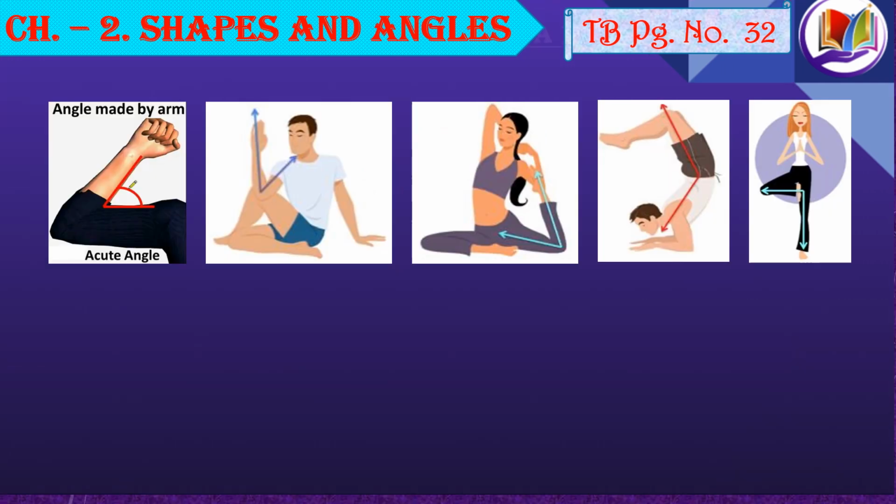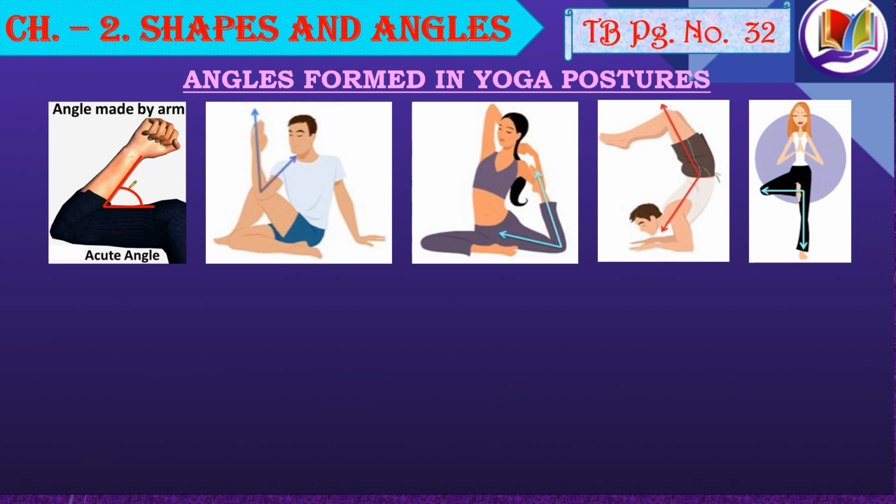Okay? So children, here some examples have been shown for you to be able to identify the yoga postures. The first one is acute angle. Second, again an acute angle. Third, acute angle. Fourth, obtuse angle, that is more than 90 degree. And fifth one, a right angle. Isn't it wonderful?